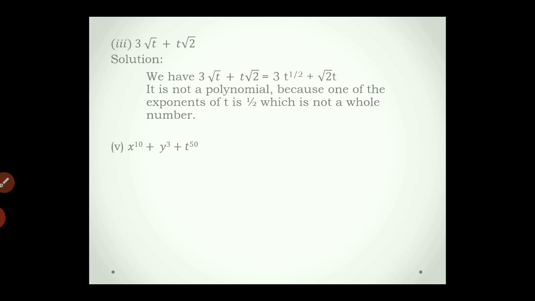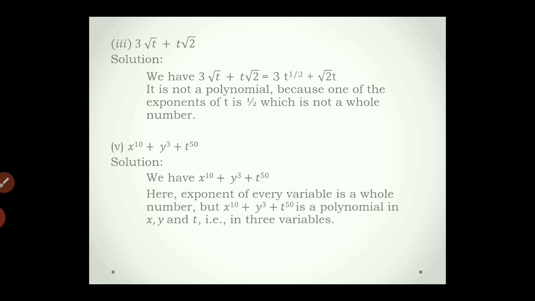Next is x to the power 10 plus y cube plus t to the power 50. Here you can clearly see that it is a polynomial which includes 3 variables. So it is not a one variable polynomial. We have x to the power 10 plus y cube plus t to the power 50. Here the exponents of every variable are whole numbers, but it is a polynomial in x, y and t. That is 3 variables, so it cannot be a one variable polynomial.